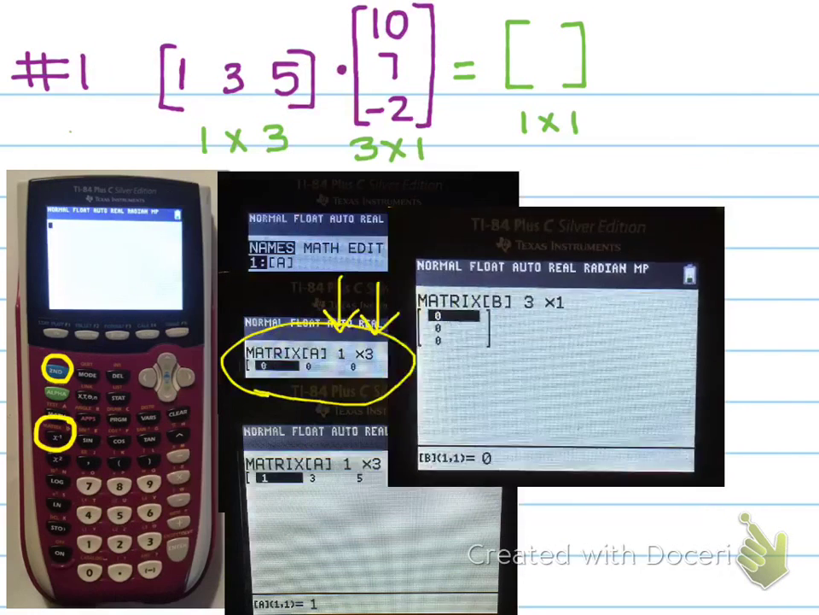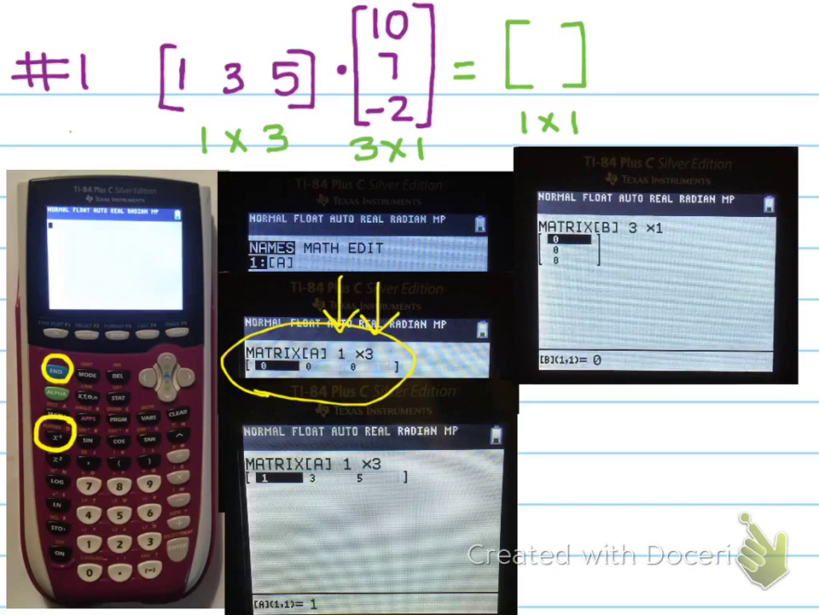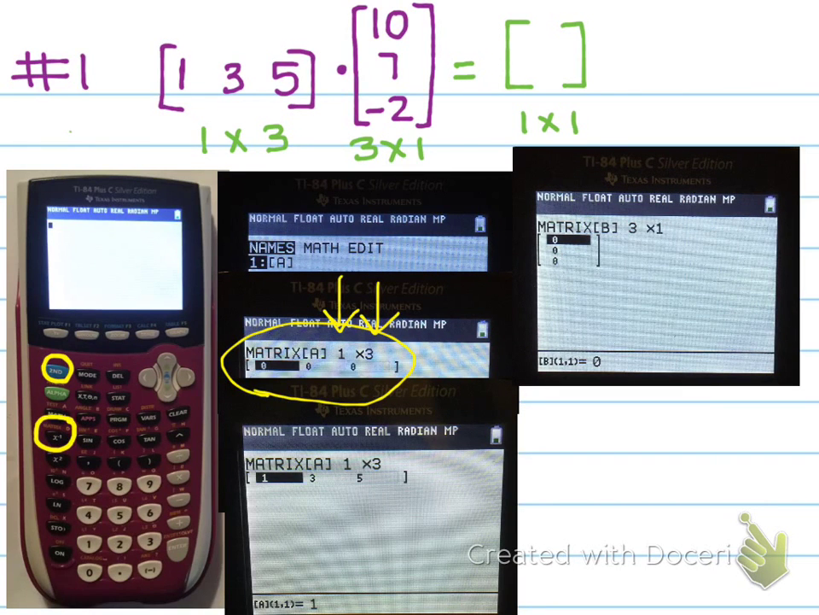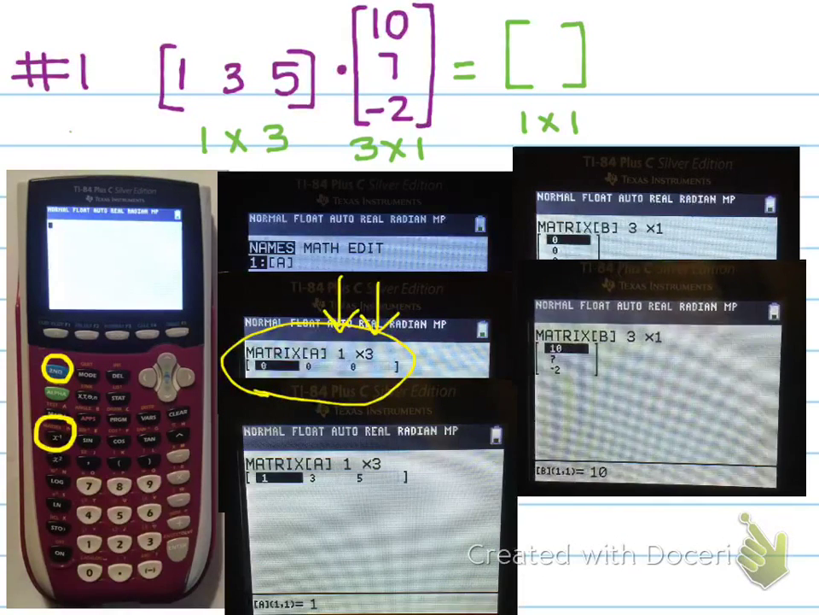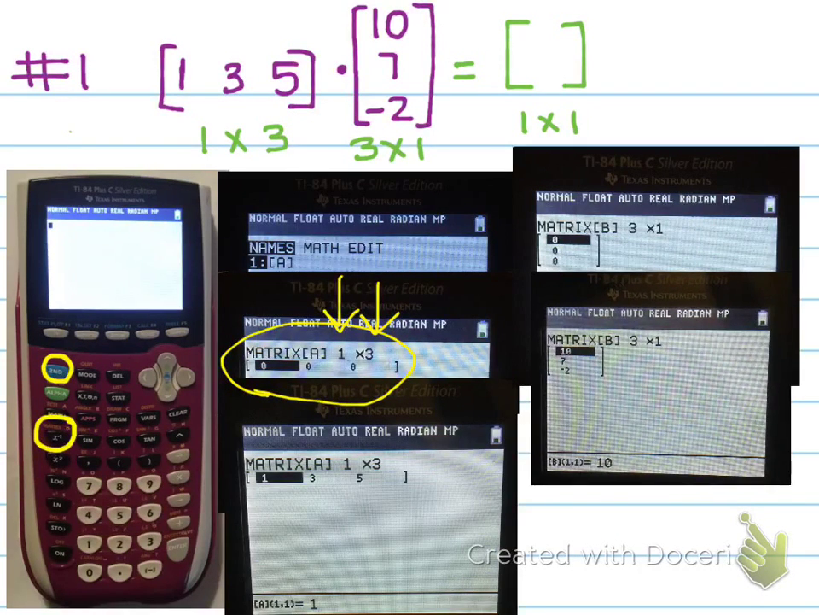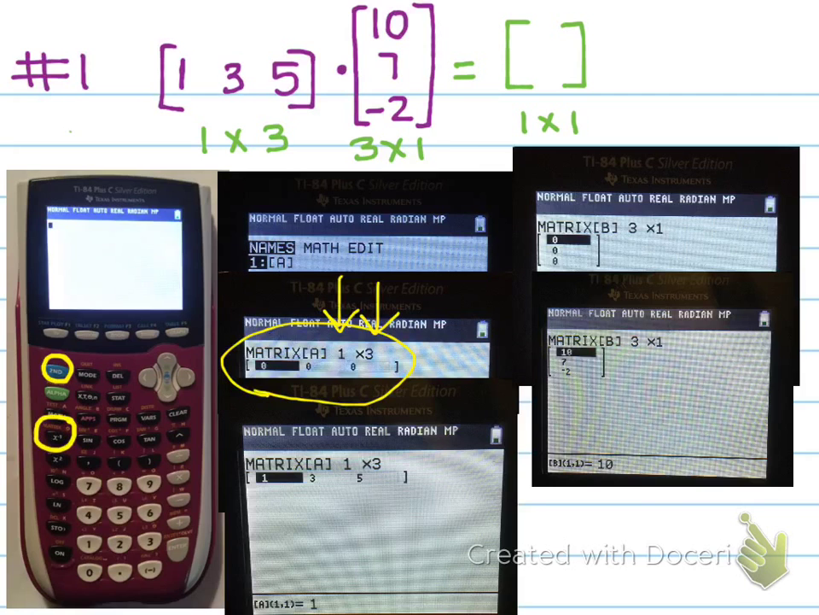And then you're going to type in 3x1. And after you do that, the same thing. You're going to plug in your values 10, 7, and -2. So 10, 7, and -2 is what your matrix B should be.